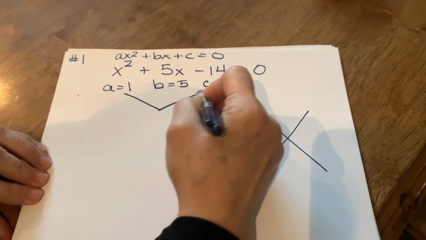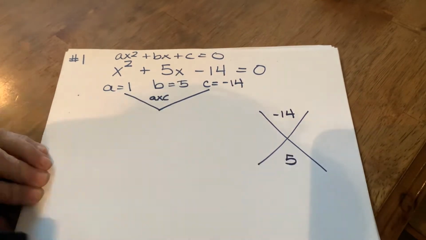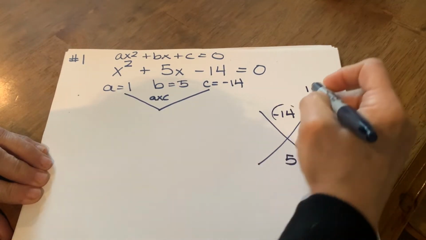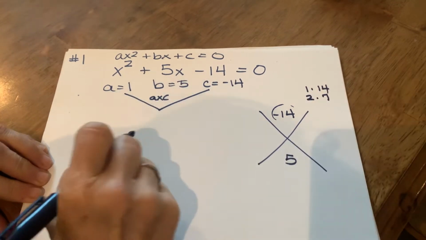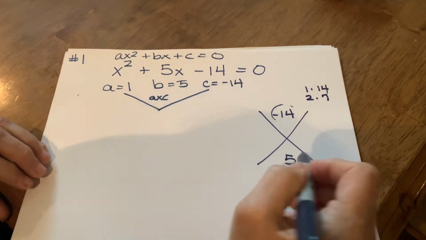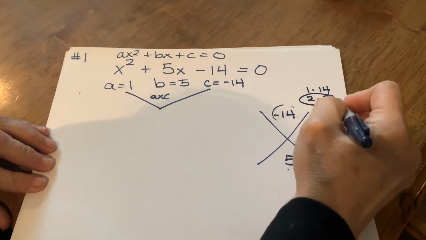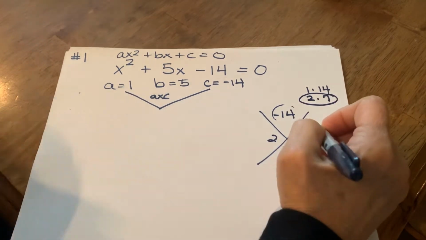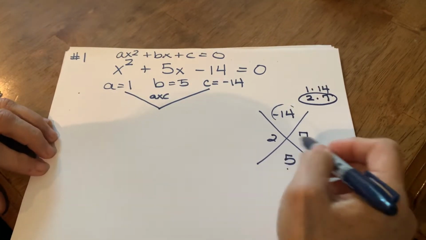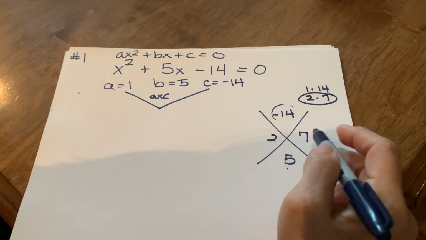We multiply our a times c, and we get negative 14, and we bring our b value down. Next step is that you write the factors of this 14. Once you have the factors listed, you're going to ask yourself which pair of factors, when added or subtracted, will give you this 5. We can see that it would be 2 and 7. Then you have to ask yourself, how do you get 5? Do you add these two numbers together or subtract? Well, we would subtract 7 minus 2 to get 5.